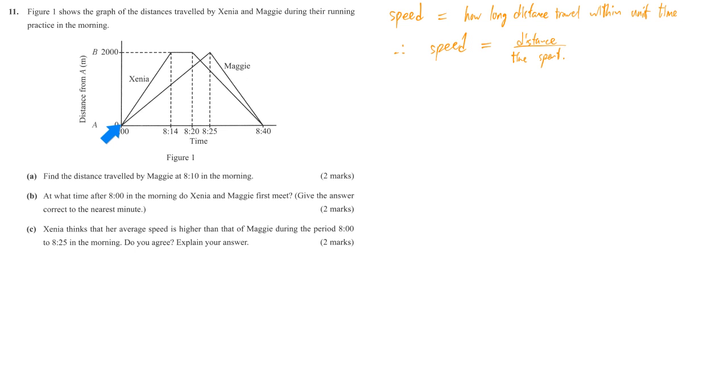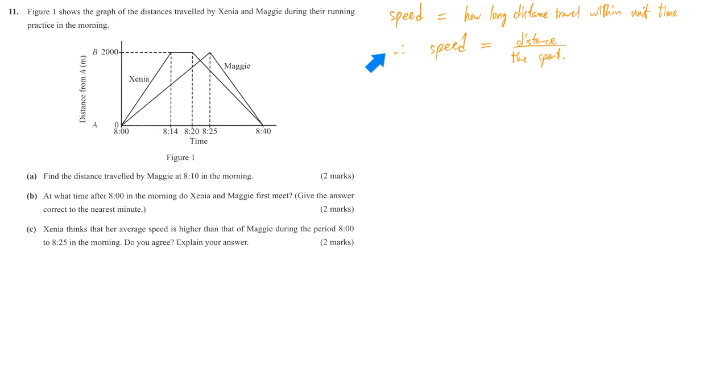He starts from point A, goes towards B with a relatively high speed, and then at 8:14 takes a rest for 6 minutes, afterward going back to A with a slower speed because it takes more time. And for Maggie, from 8 a.m. she goes to point B with a uniform speed and then directly goes back at a quicker speed. So that's basically what is presented in the graph here.